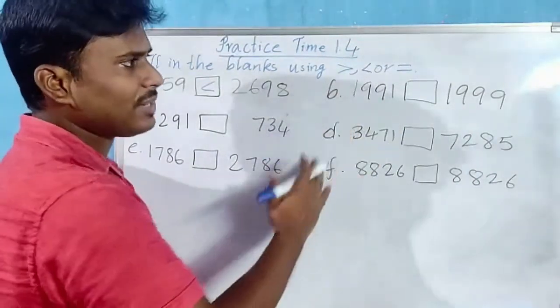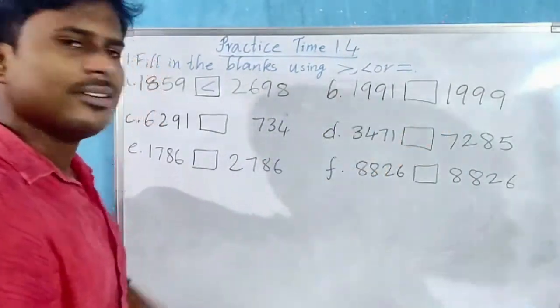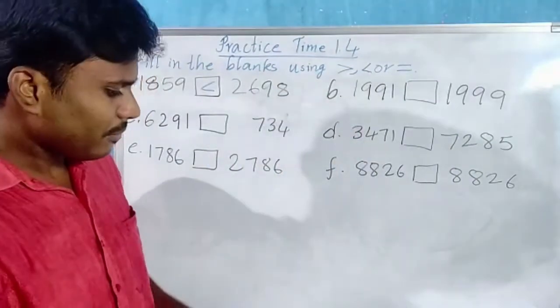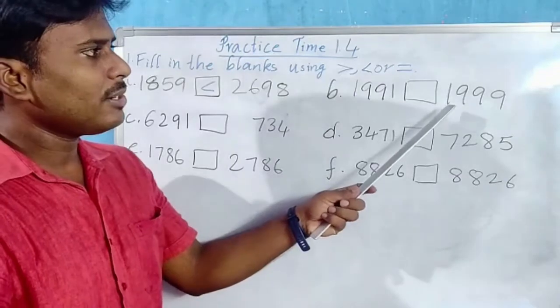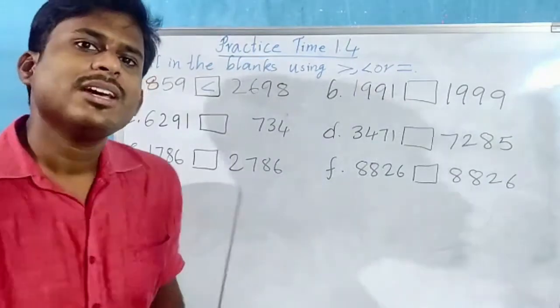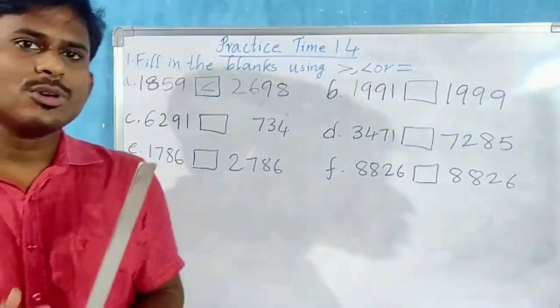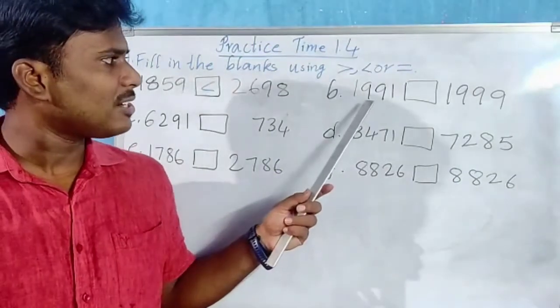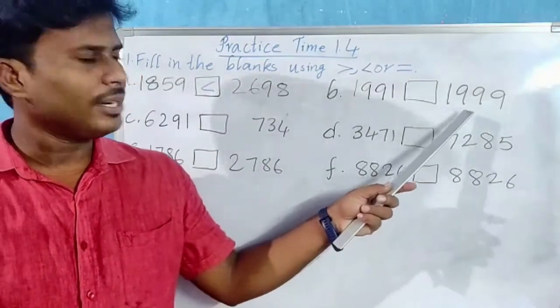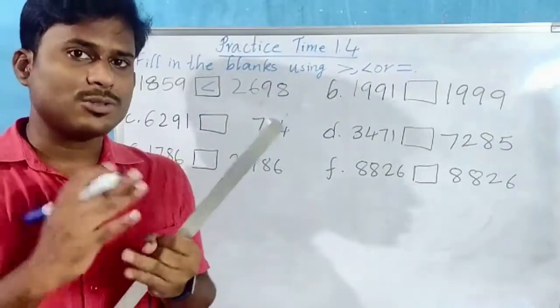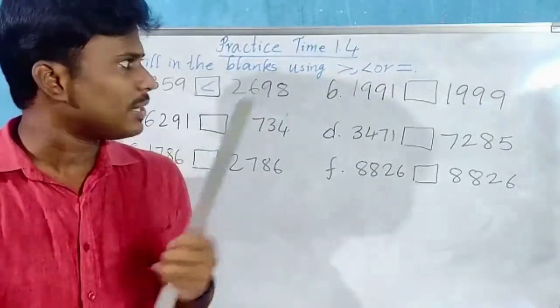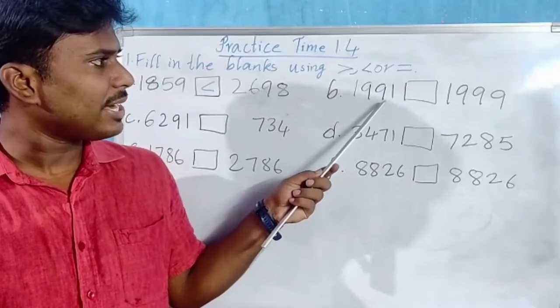1991 on the left hand side, 1999 on the right hand side. So first look up for the thousands place. 1, 1. Same. When both places are same, what you have to do? You have to go for the hundreds place. Hundreds place is 9, 9. Again same. When both hundreds places, thousands places are same, you have to go for the tens place. Now tens place here is 9.